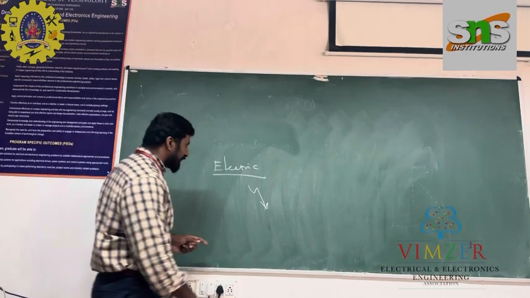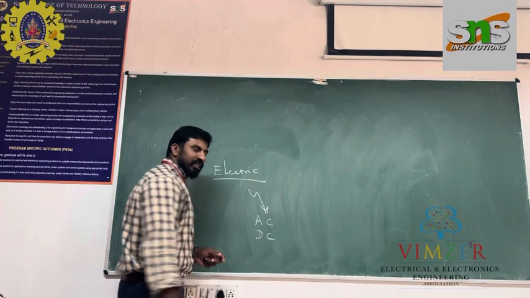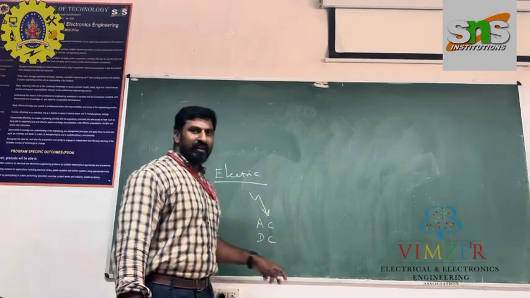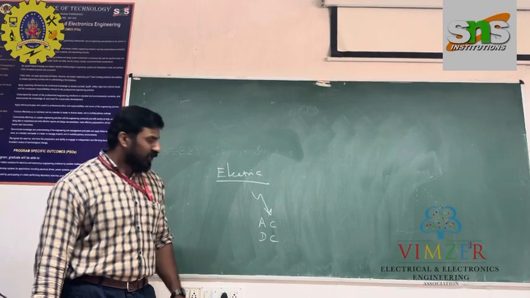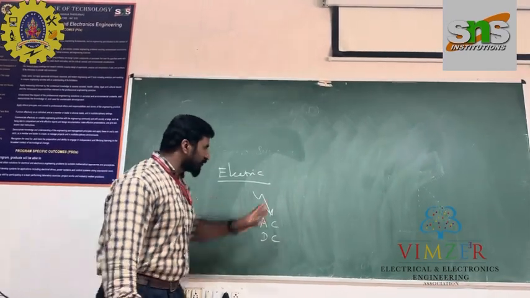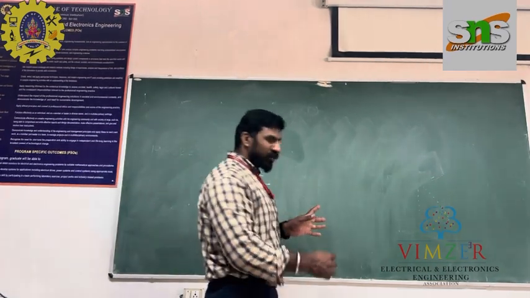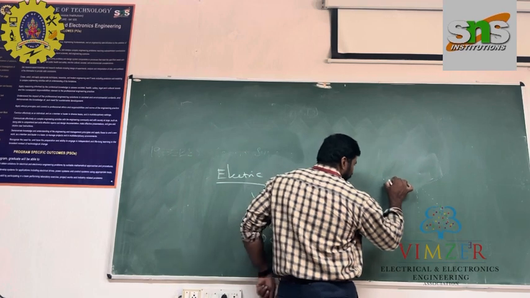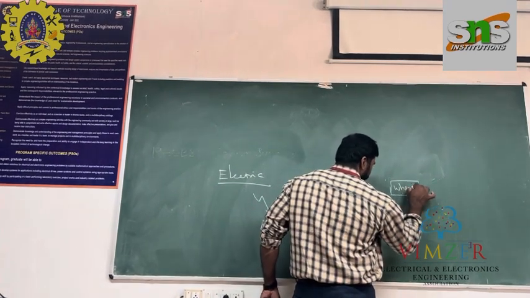The electricity may be an AC power supply or a DC power supply. That means alternating current or direct current. So we have two different kinds of electricity, and based on the electricity, we give the input to the vehicle. Just draw the block diagram of a vehicle. So it is the vehicle wheels.